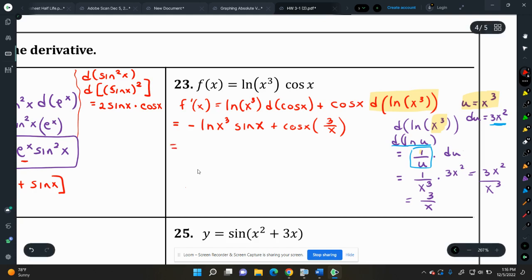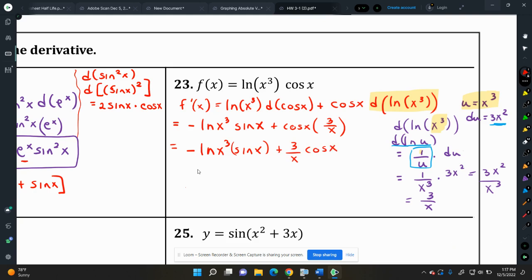So I'm just going to rewrite this as negative natural log x cubed sine x. I'm going to put that in parentheses. That's kind of weird, isn't it? Does it matter what order you put all that in? You should put the constants in front, and then the variables in front of the trigonometric. So trigonometric values go last. Is that it? Yeah, usually. It's not that important. Don't worry about it. And that's your answer.